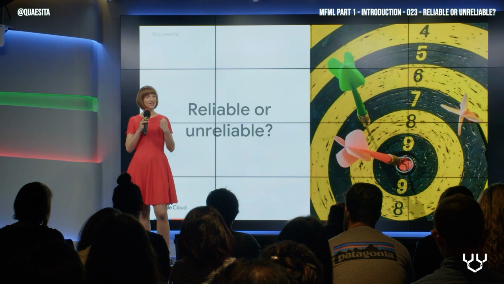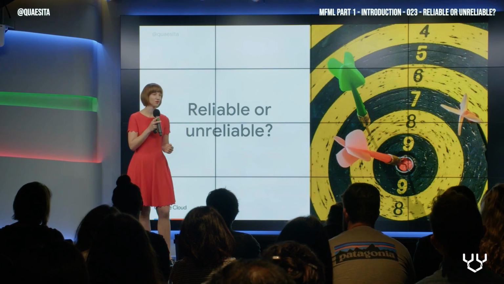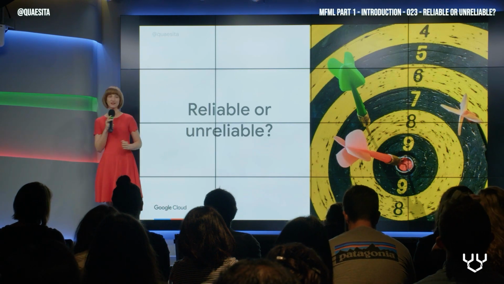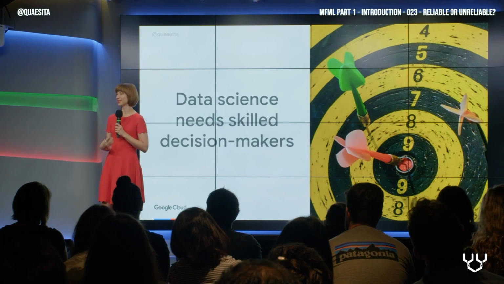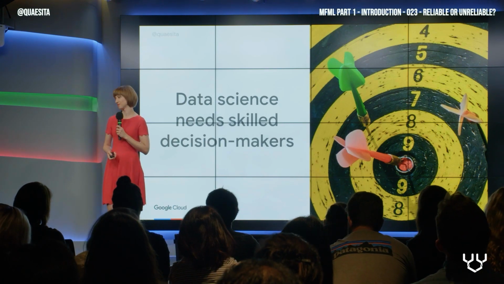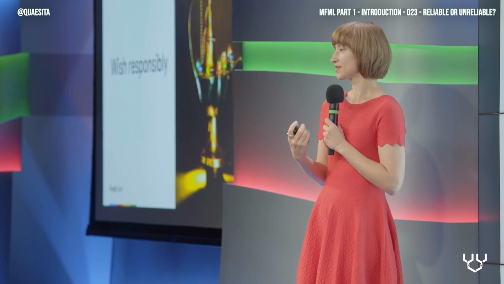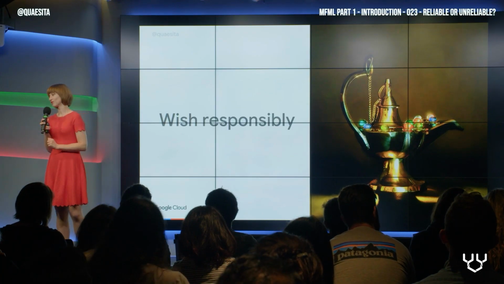Machine learning, though, does what it is told, optimizes for what it is told to optimize for. And if the decision maker doesn't know how to ask, you have a problem. And that is why data science, machine learning, and AI future needs skilled decision makers. And needs good process here and teams who know how to actually carry this off safely and reliably. Decision intelligence is about wishing responsibly.